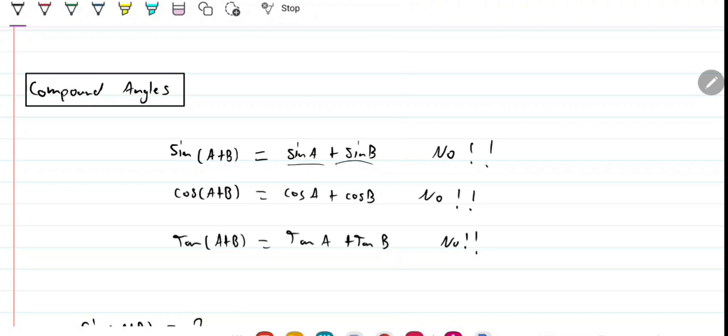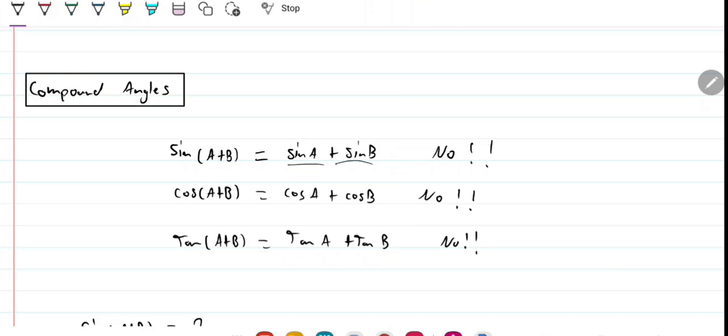Now for the identities involving compound angles. A mistake that a lot of beginners make is thinking that the sine of a plus b is equal to the sine of a plus the sine of b, and the same thing for cos and tan.